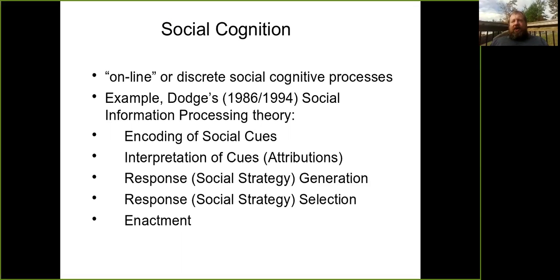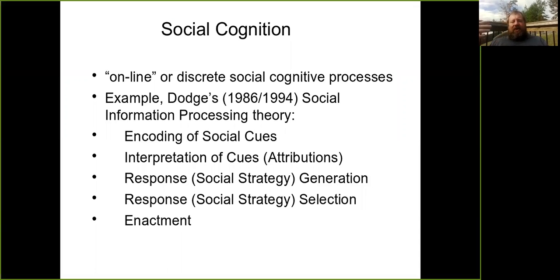And Dodge in this model doesn't think that we actually stop and follow through every one of these steps, that they happen really quickly and simultaneously. But what he's doing is breaking down steps to describe them and think about places where the processing of information could be hindered or could break down, to help us identify difficulties that children might have in processing their social behavior and the behavior of others. So this is a stepwise sort of model.